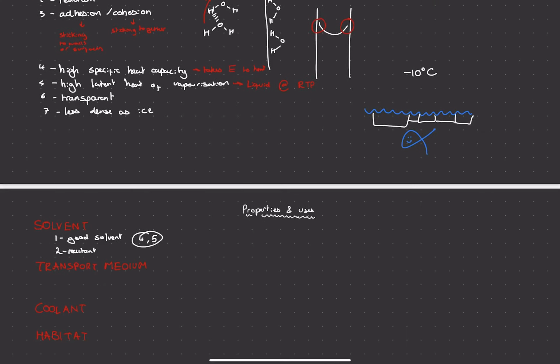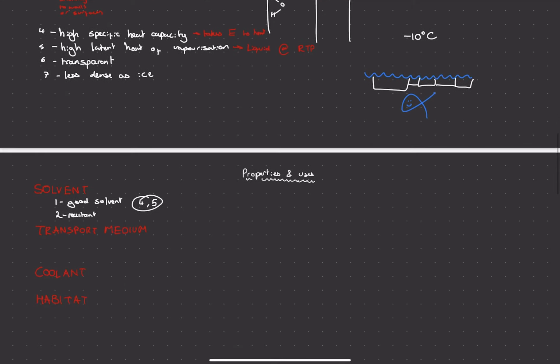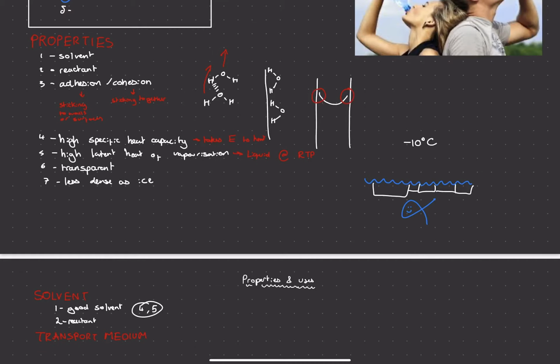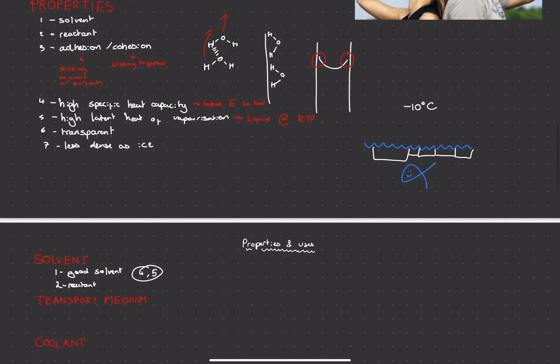So, solvent. The solvent as a use of water. Why is it a good solvent? Well, firstly, because it dissolves lots of stuff, property number 1. Secondly, because it's a good reactant, so it can break up stuff. And thirdly, because it's very stable, properties number 4 and 5.